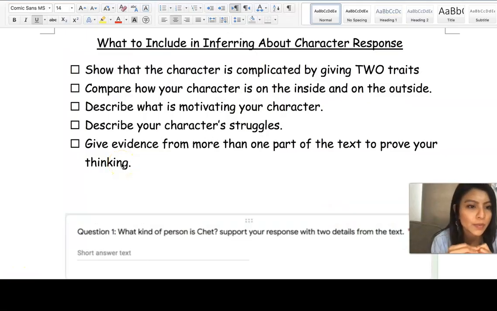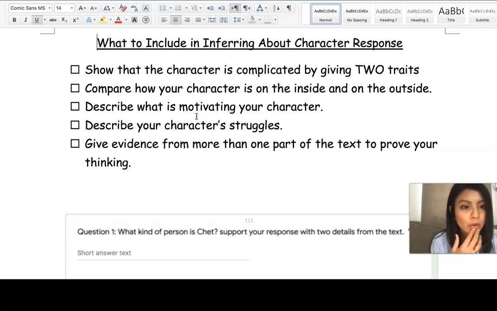Readers, one tool that helped us to write an inferring about characters stop and jot that included all the different sides of my character, just like our teaching point said, was this checklist that we created together. What to include in inferring about character response. So we know that we need to show the character is complicated by giving two traits. We compare how the character is on the inside compared to the outside. We describe what is motivating our character and their struggles, just like our teaching point for today. And of course, we give evidence.